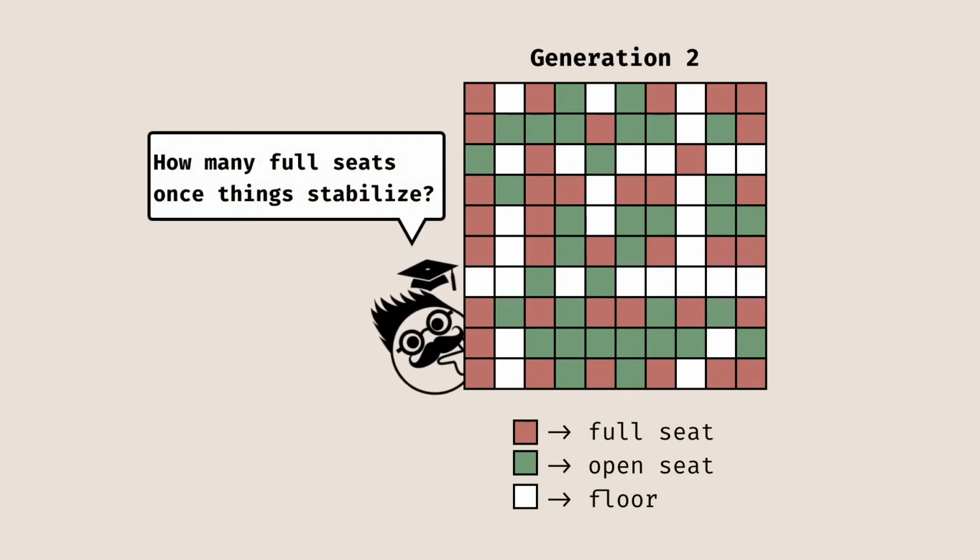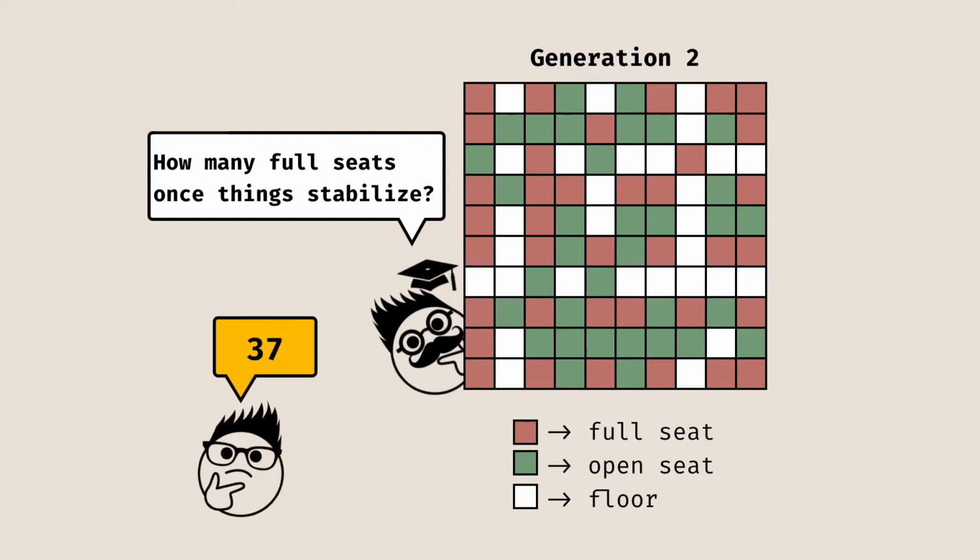What we have to do is figure out how many full seats, or in our picture, how many red seats are left once things stabilize, right? So you want to keep simulating those 2 rules until it converges to a stable state. And in this particular example, if you counted up all of our red seats, that would give us an answer of 37. However, for our actual puzzle input, it's going to be a much larger grid and probably give us a larger number of full seats overall.